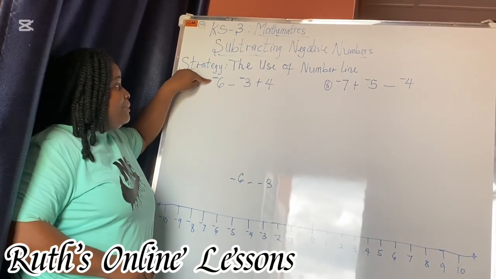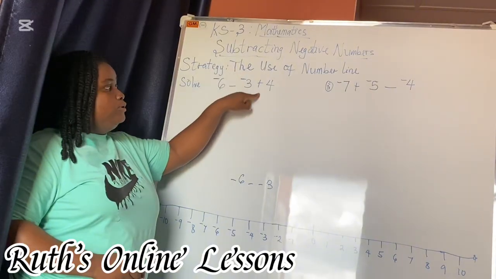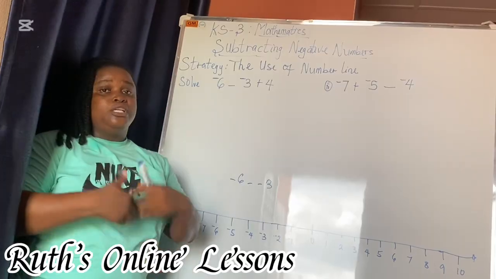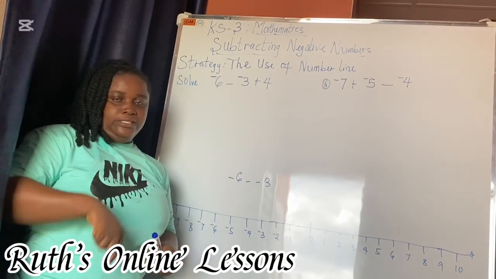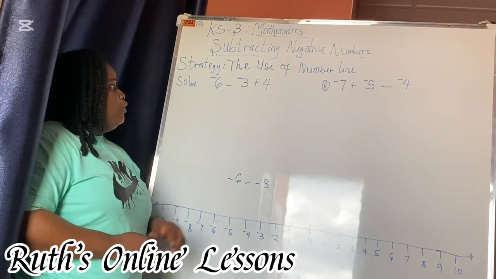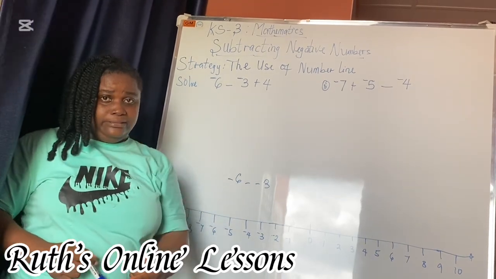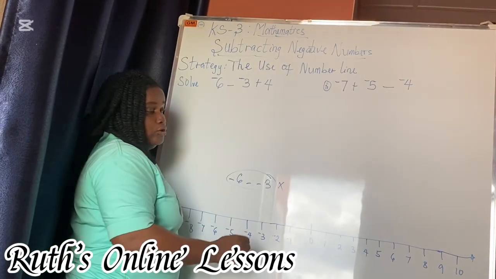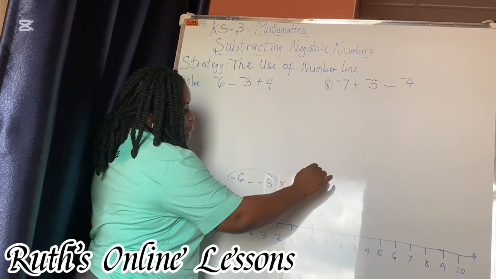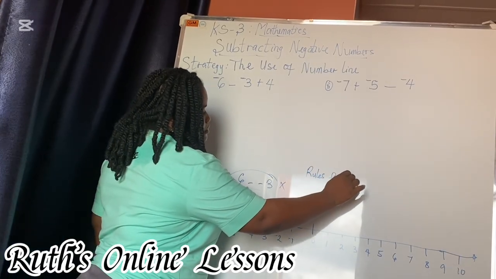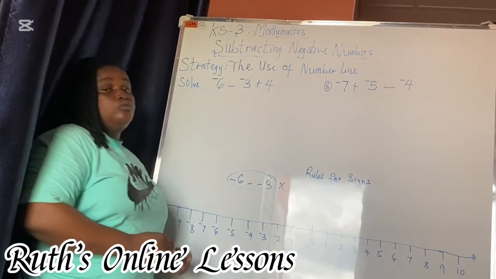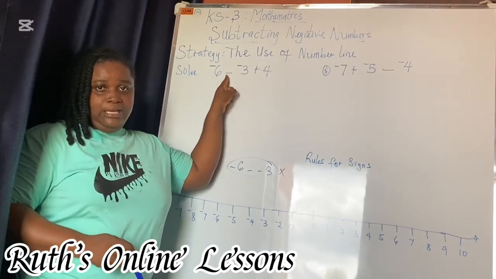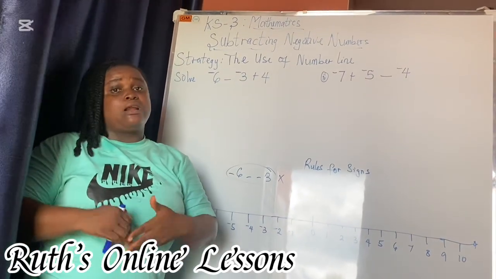They want us to do -6 minus -3 plus 4. This is an arithmetic operation. It's just that we need to carry out more than one of these operations. They want us to add, they want us to subtract. But we have what we call the rules for signs. I'm going to write it here. Rules for signs. There are certain things that we need to know when we see these signs that represent the arithmetic operations we carry out in mathematics.